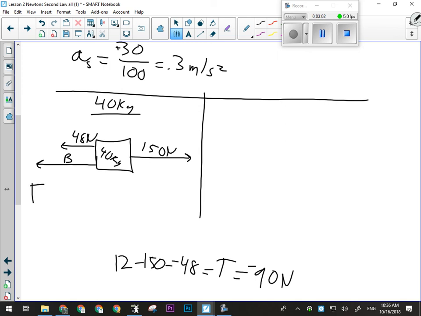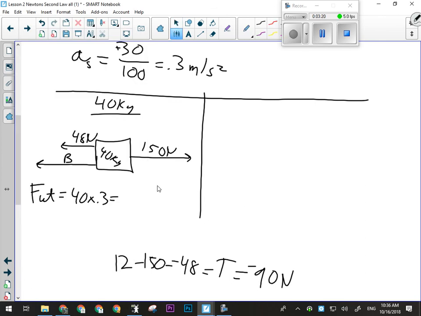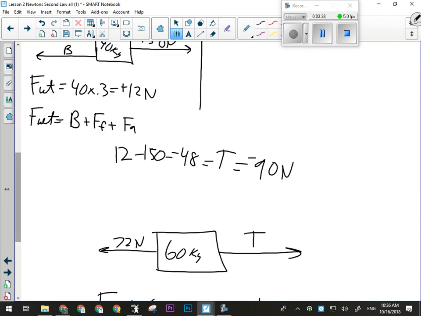Its net force. The net force on the 40 kilogram block is going to be 40 times 0.3, so 12 newtons is my net force forwards. Net force is the vector sum of all forces. That will mean the tension in B plus the force of friction, which I know is 48, plus the applied force, which I know is 150.